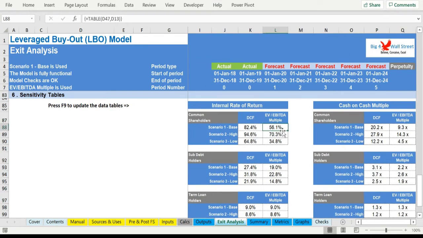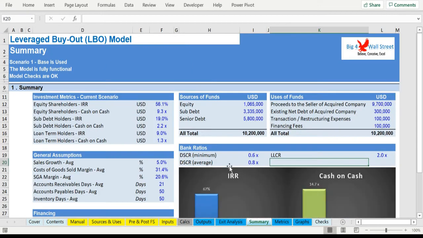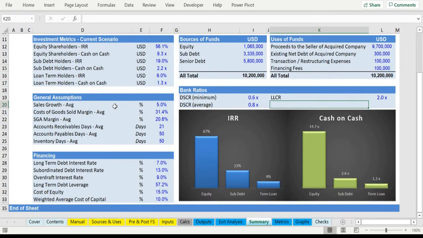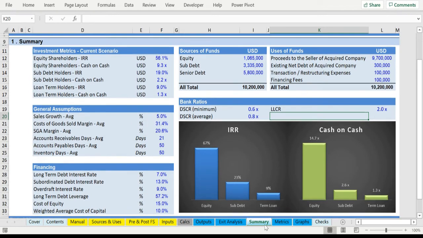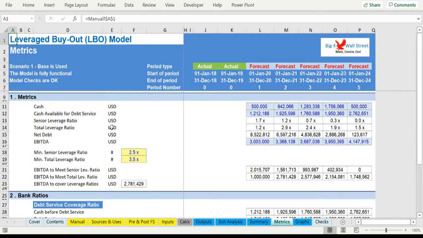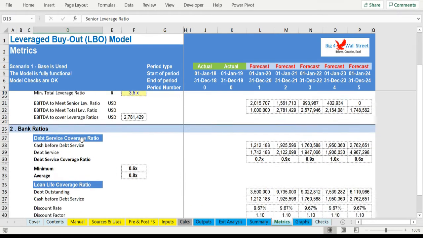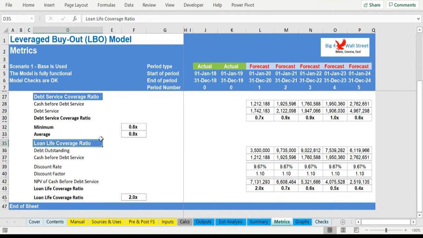You may need to press F9 to update the data tables depending on the Excel options you have. In the Summary tab you are able to see a high-level report with the main financial and business ratios. It can be readily printed on one page for your convenience. Moving to the Metrics tab, various metrics and bank ratios are calculated, such as cash available for debt service, leverage ratios, debt service coverage ratio, and loan life coverage ratio.